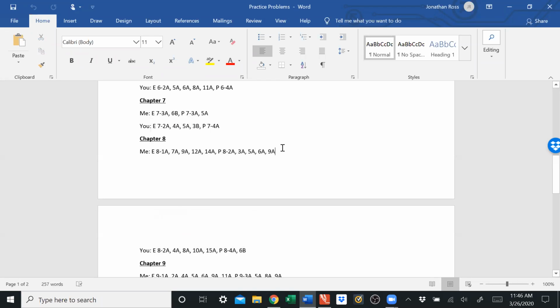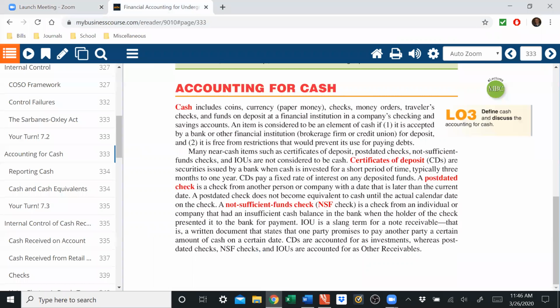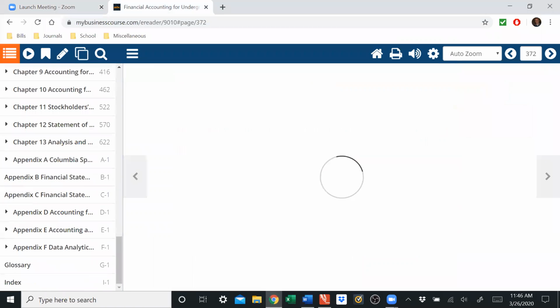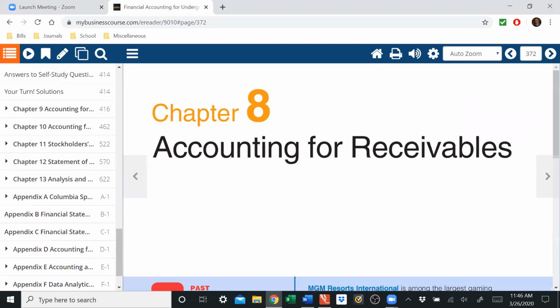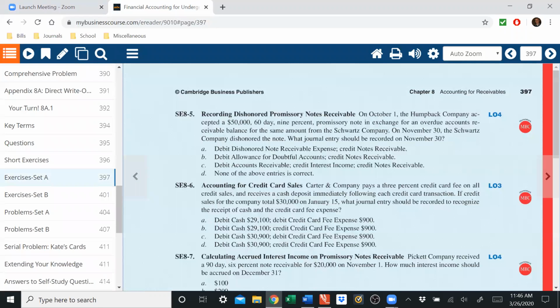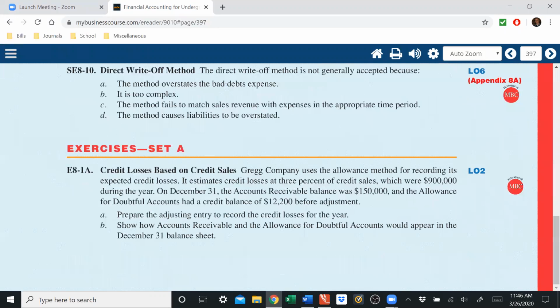All right. So let's go to chapter 8, end of chapter stuff, starting with the exercises. And the first one on that list was 8.1a. So let's work 8.1a. Trying to get my pen out of my laptop.